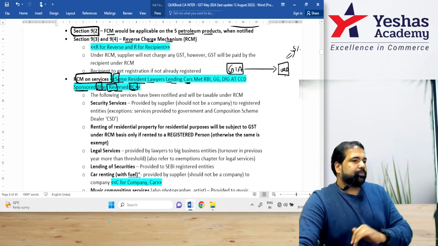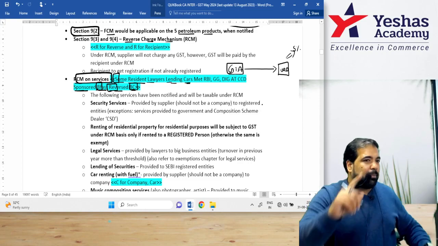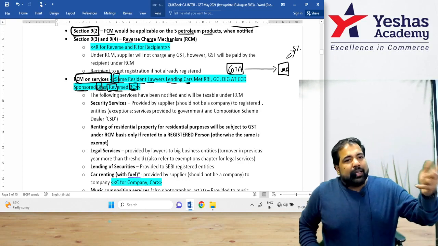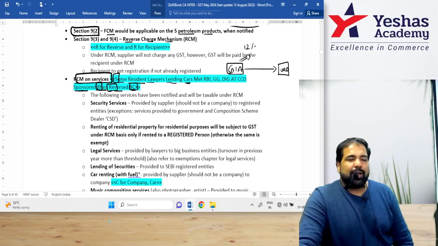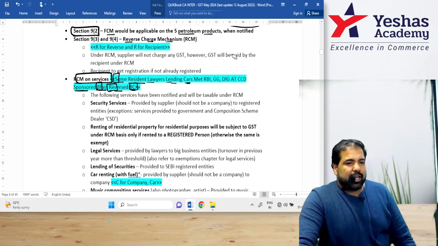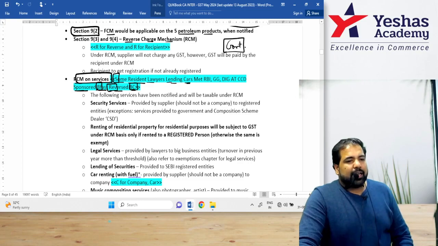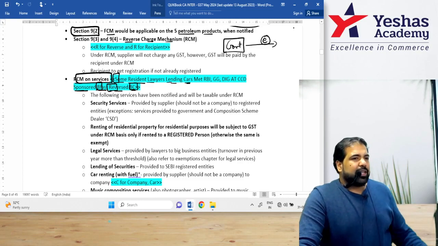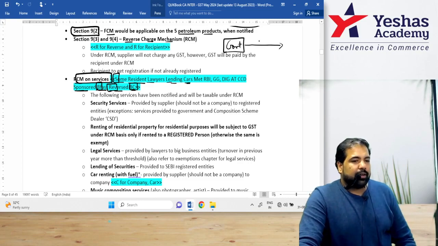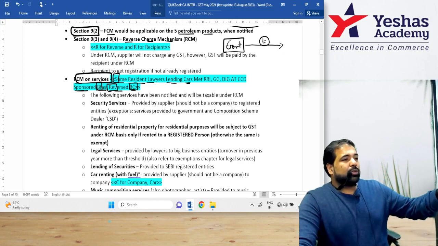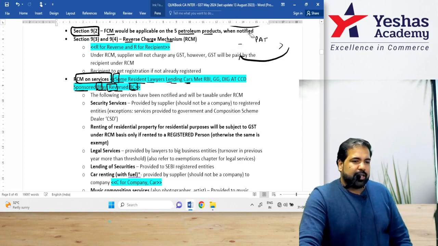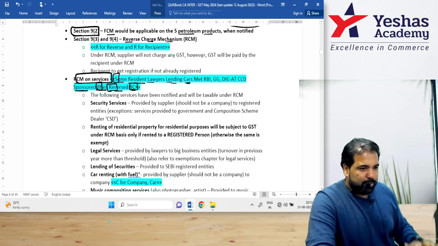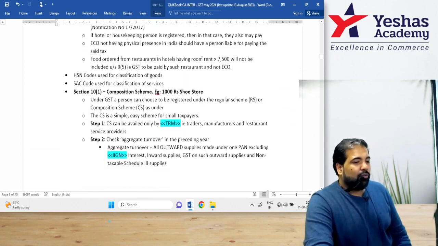Let's see. The first one, S. Security service. Except the security service provider should not be a company. Good guys. Next, lawyers. Is it under RCM? Yes. Lawyer is similar to criminal service, so we've done criminal also. Next, lending. The Motilal Oswal kind of guys pay the GST under which mechanism? Next, car rental, C. Supplier, not a company. Recipient, company. And this is car, car with fuel basically.